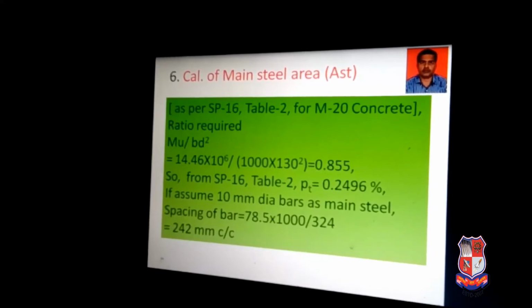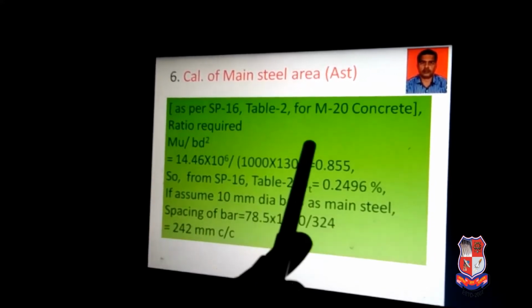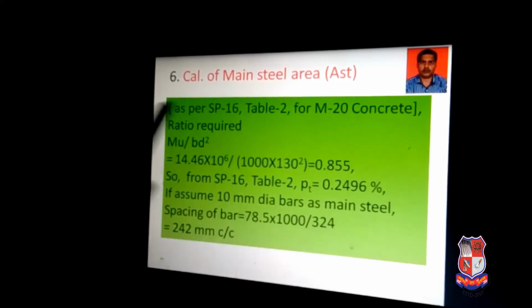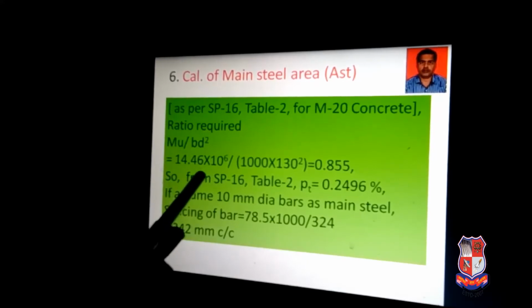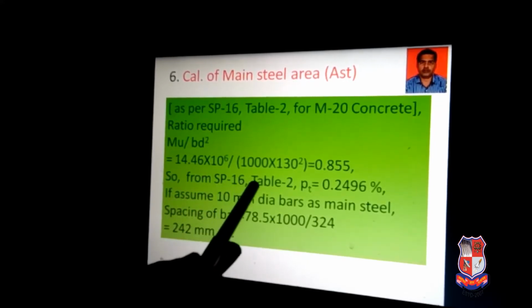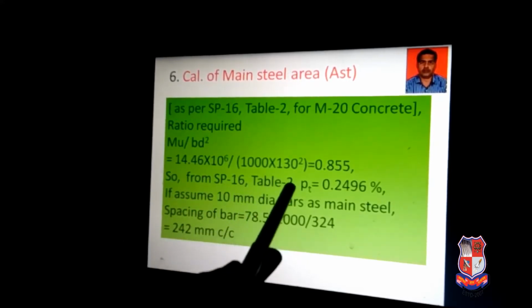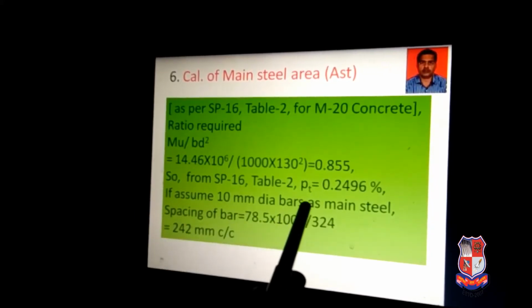Calculation of the main steel area, that is AST. As per SP16 table 2 for M20 concrete grade, we need to calculate the ratio MU by B D square. So MU we know 14.46 into 10^6 divided by B 1000 and D 130 square. This way we get 0.855 as MU by B D square. Now from this SP16 table we get the percentage of steel PT equal to 0.2496 percent.